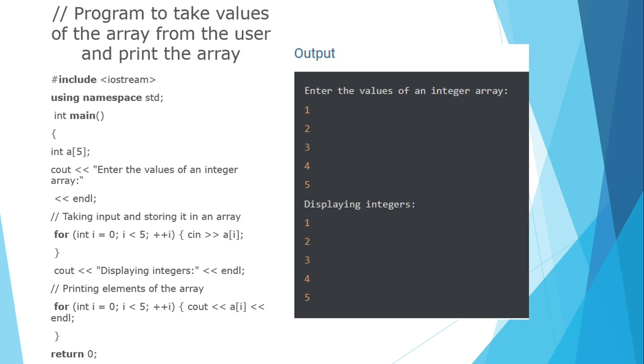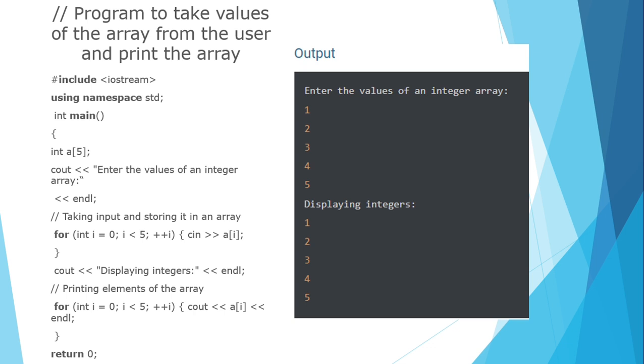So here is one simple example program for this one-dimensional array: a program to take values of the array from the user and print them. We are receiving the array values and we are going to print the values. As usual, the header file, hash include iostream, using namespace std, then the main function. Here we are declaring the array as integer a of 5. The array name is a and the length of the array is 5. Now we write cout, enter the values of an integer array.